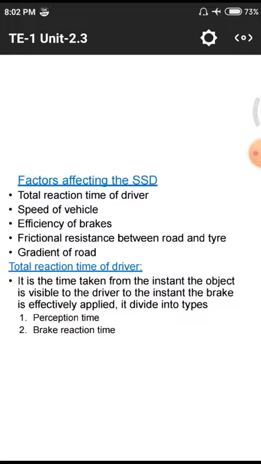Next one is the speed of the vehicle. What design speed we have on that particular span of the road, and what speed we are maintaining on that particular road, those things also affect the stopping sight distance.